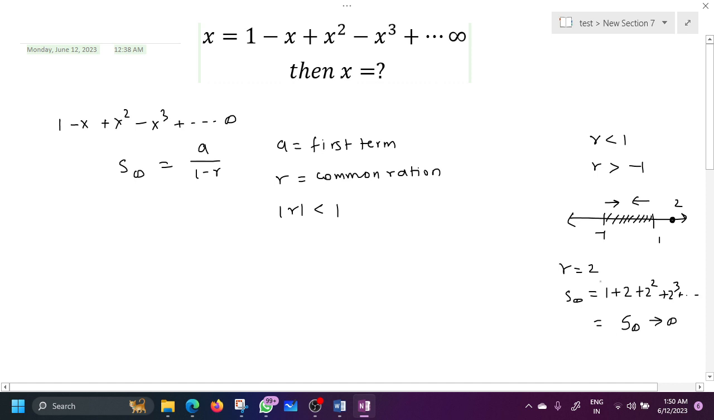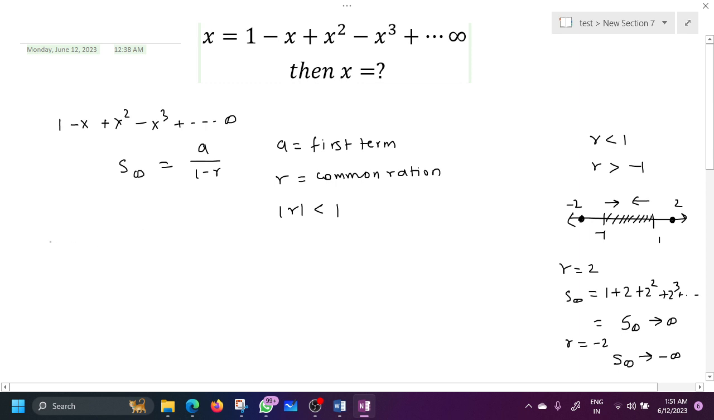And if r is in this range here, suppose r is minus 2, then the same thing will happen, but the series will approach minus infinity. So that is why r should be between minus 1 and 1. Now let us find out what is r in our series.